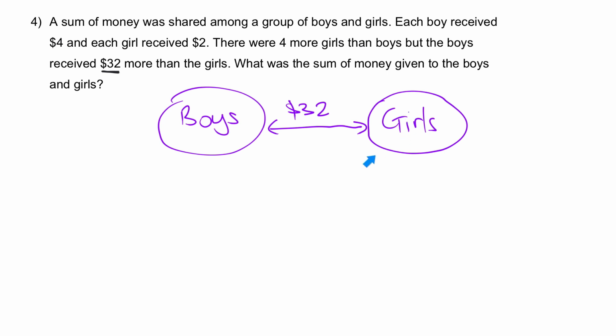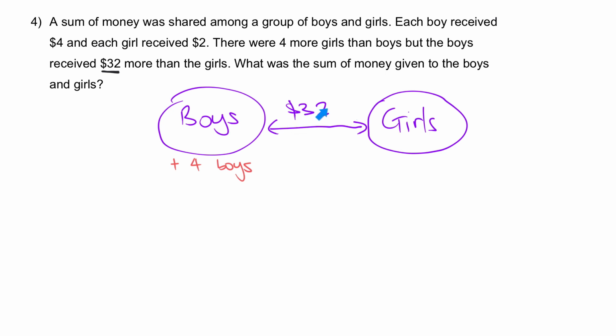Since right now there are 4 more girls, what if I add in 4 more boys such that they have the same number? Okay, I'm going to plus 4 more boys. Plus 4 boys. What happens to the difference in the amount? The difference is going to increase, right? Increase even more, isn't it?